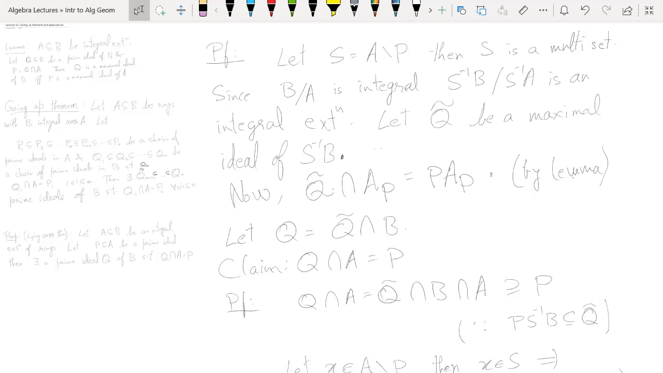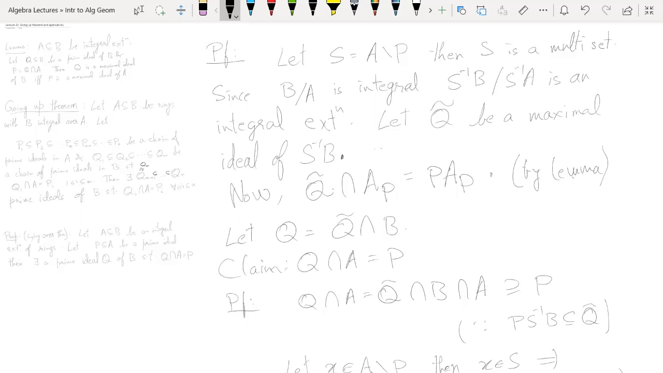So let S be the complement of the given prime ideal of A. We want to find a prime ideal of B which contracts to it. The easiest way is to make sure that prime ideals which are too big, you just kill them, and the way to do it is just invert things outside P. So that is what we'll do. Remember, the complement of a prime ideal is a multiplicative set. So S is a multiplicative set.